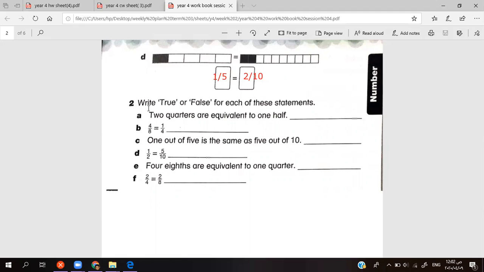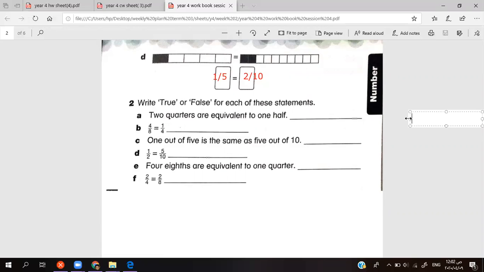Okay, now he's asking us to write true or false. Is it right or wrong for each statement? 2 quarters are equivalent to 1/2. Let's write them. Let's write the first one. I can't answer while I have letters. Math only likes numbers. How do I write 2 quarters?